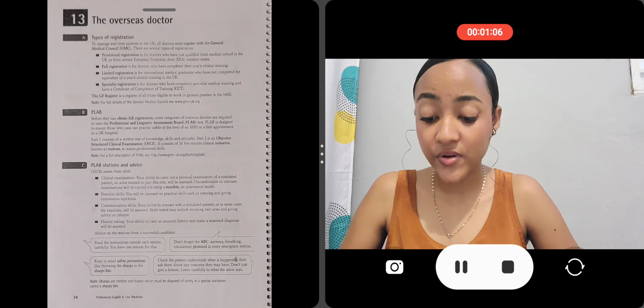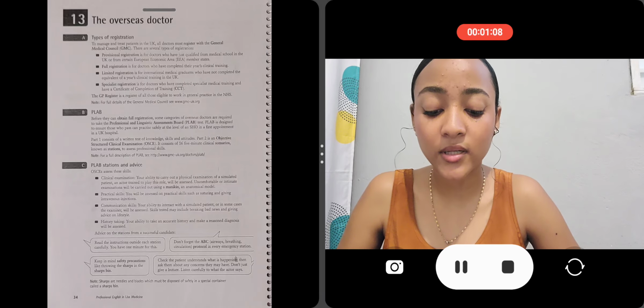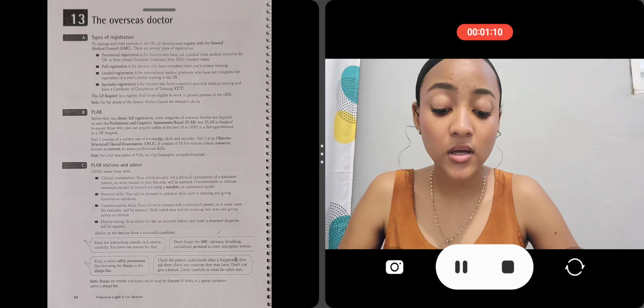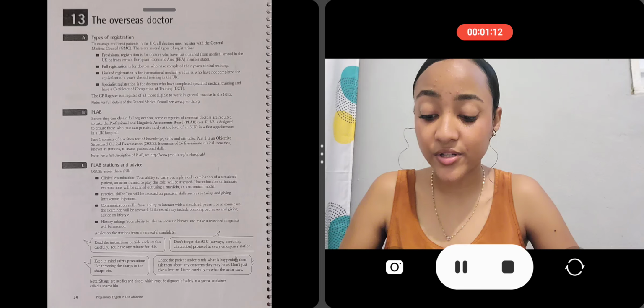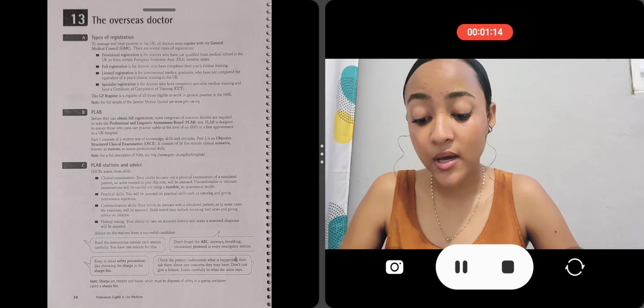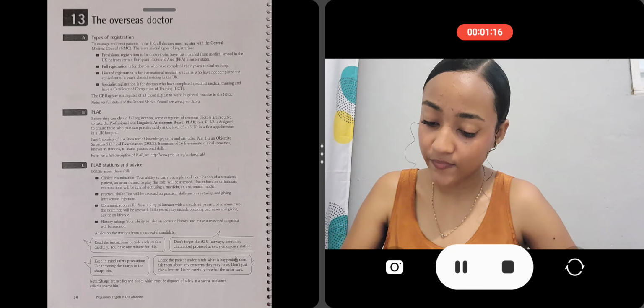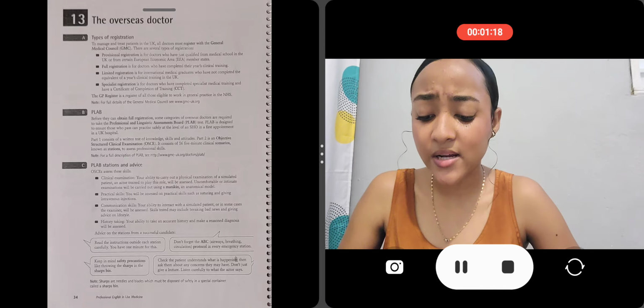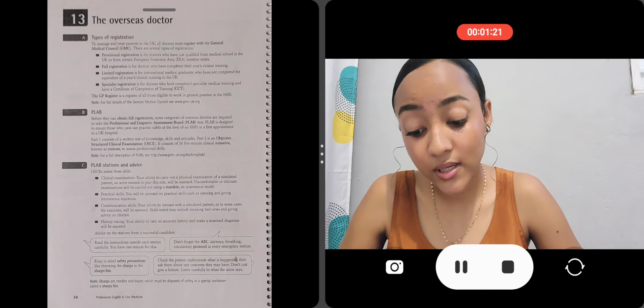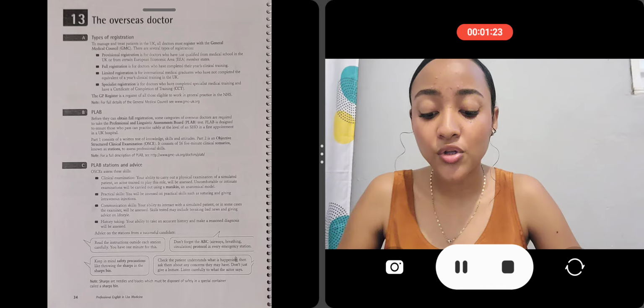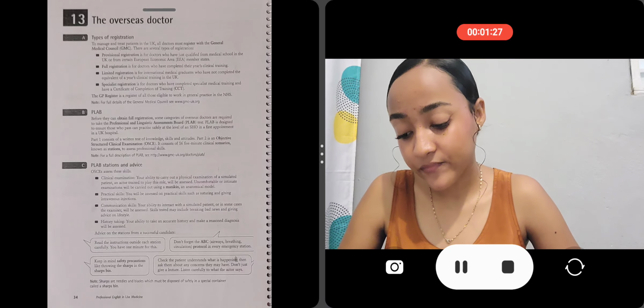Specialist registration is for doctors who have completed specialist medical training and have a certificate of completion of training (CCT). The GP register is a register of all those eligible to work in general practice in the NHS.